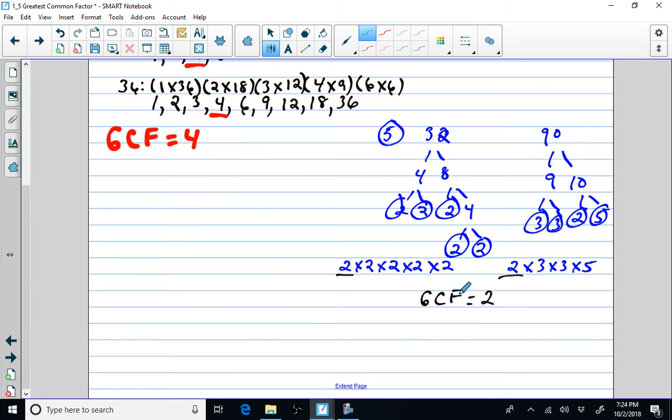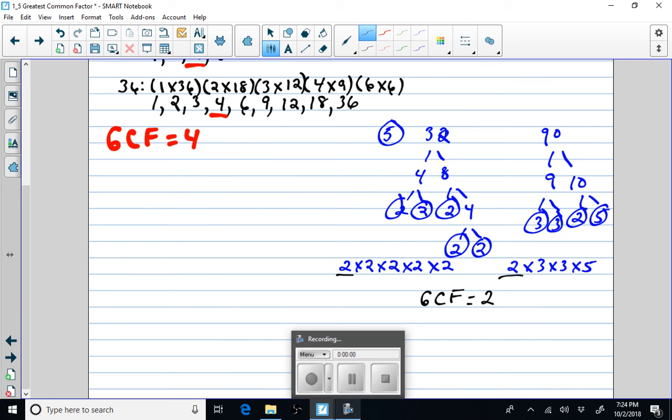All right? We're going to stop right there with the lesson. You guys have seen the difference between finding the greatest common factor by listing your factors and finding the greatest common factor using your factor trees, right? I hope that will be helpful.